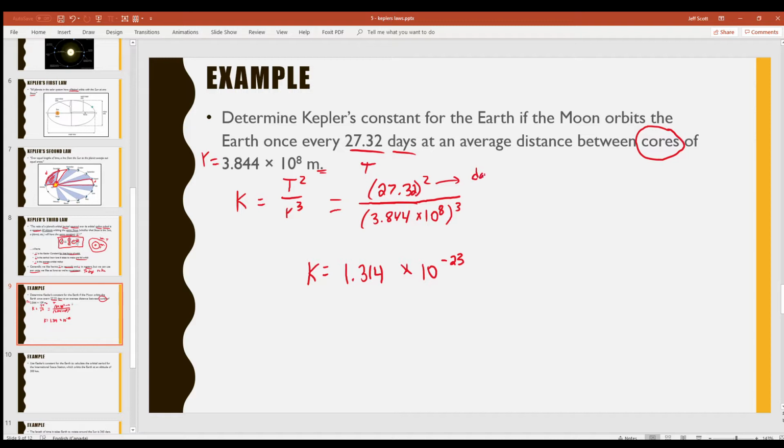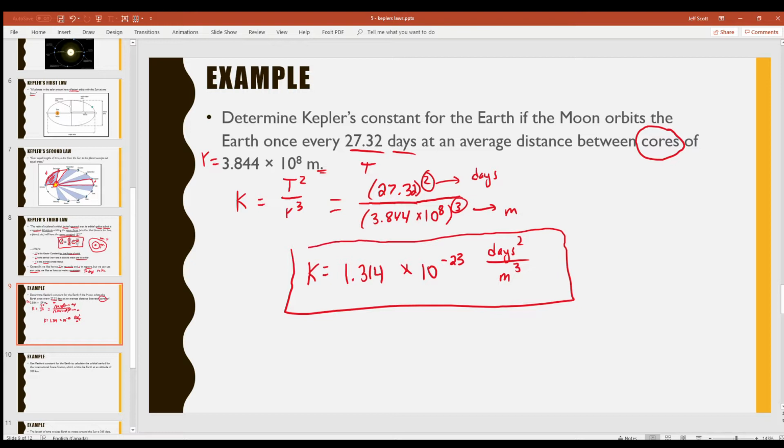Since this top was in days and this bottom was in meters, and we squared the days and cubed the meters, our units are just going to be a really bizarre days squared over meters cubed. It's always needed when you finish writing your Kepler's constant to express what units they were in, so that if someone were to stumble upon this Kepler constant for Earth, they could reuse it to find some other information about any other orbit.